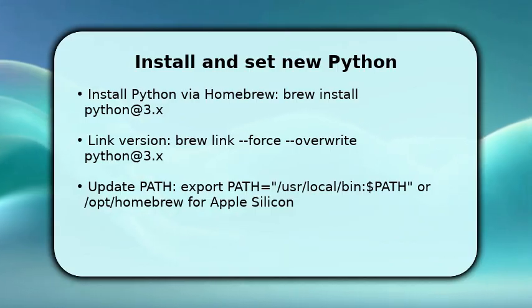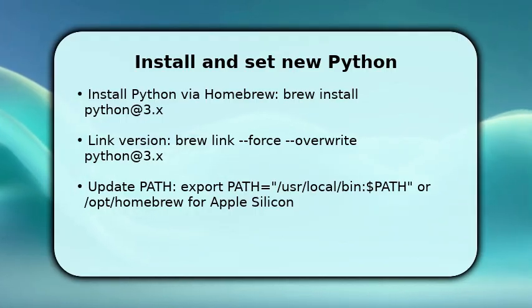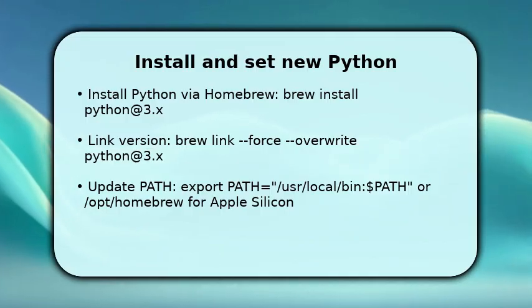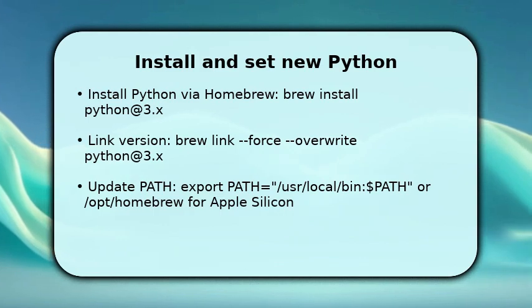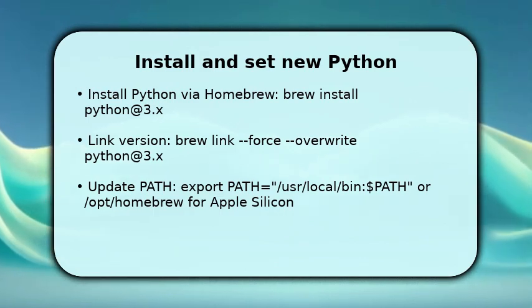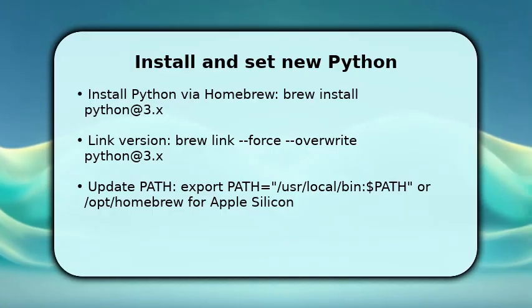Make sure your shell's path points to Homebrew's bin. On Intel, that's /usr/local/bin. On Apple Silicon, it's /opt/homebrew/bin, so the shell prioritizes the new Python. Once done, verify with python3 --version and pip3 --version to confirm both match.